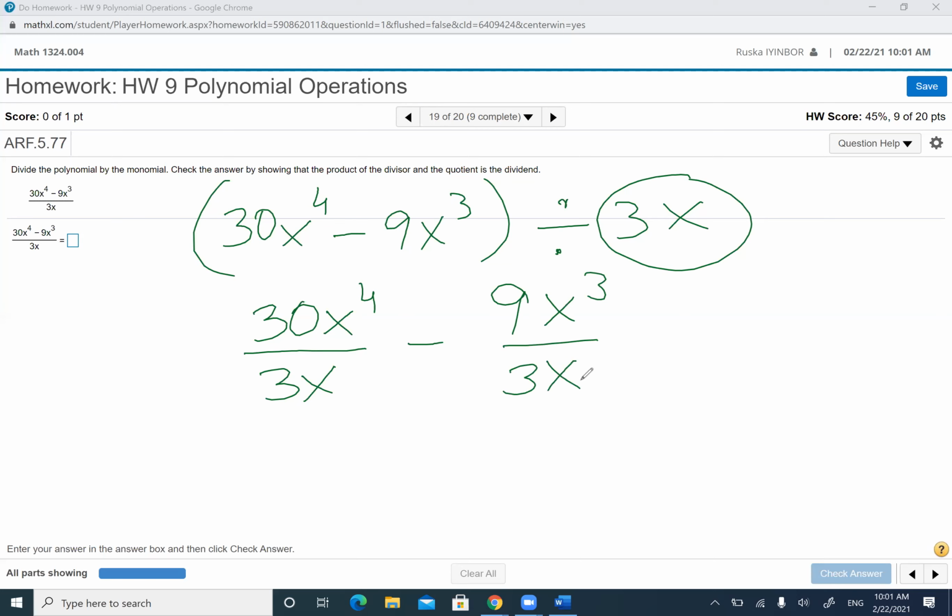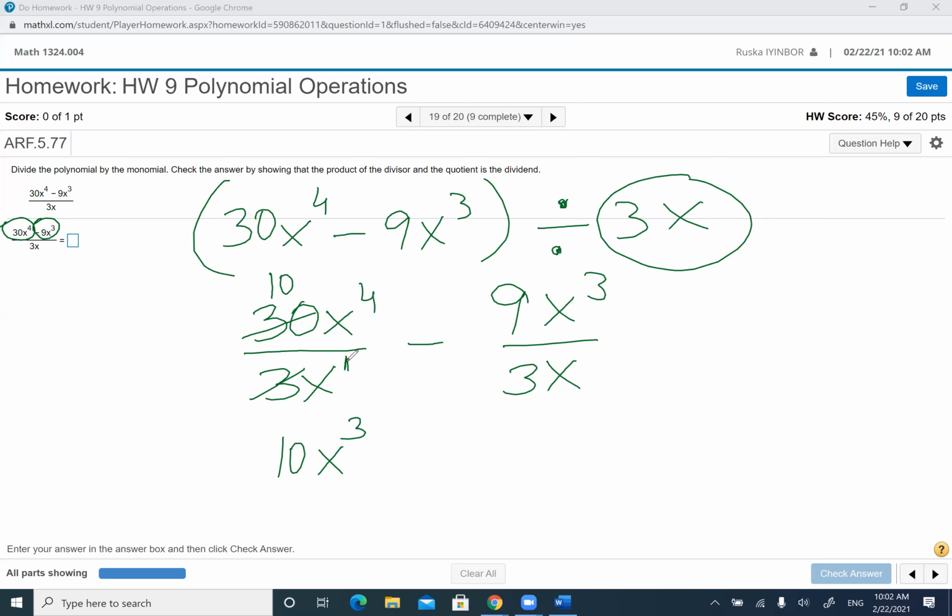So division of polynomials, if you have only one term, so you're dividing by a monomial, this is the easiest way to do it. You split the fraction. So you split the top, this over 3x, this over 3x, and if you have more terms, you just do the same. So if you have only one term in the bottom, that's the best way. And then you reduce. Number divided by number, 30 divided by 3 is 10, right? And then when you divide, you just subtract 3 minus 1, right? So it's going to be 10x cubed.